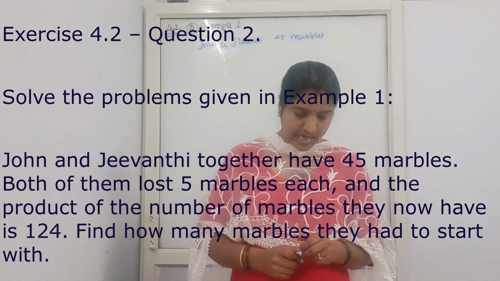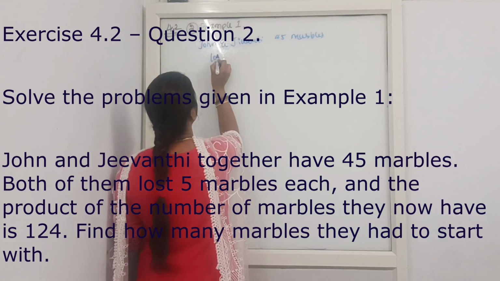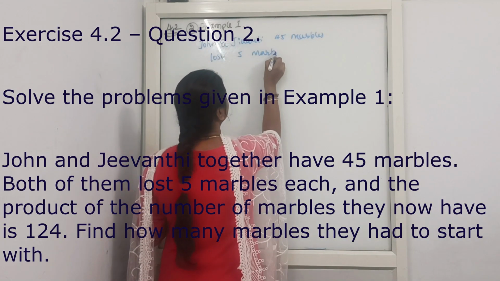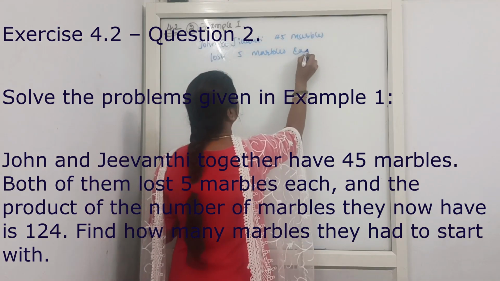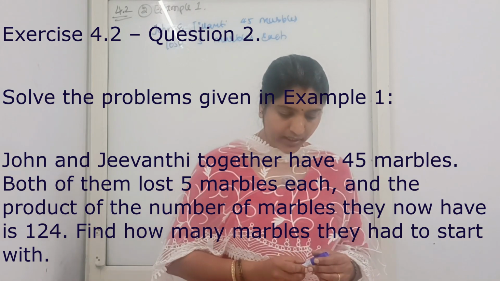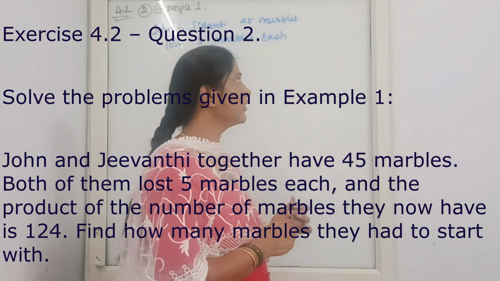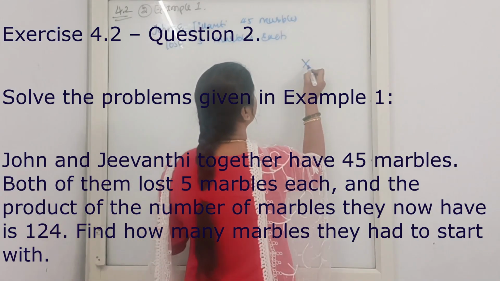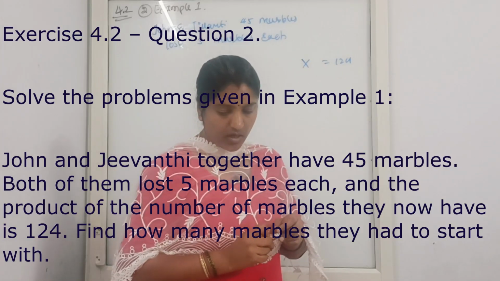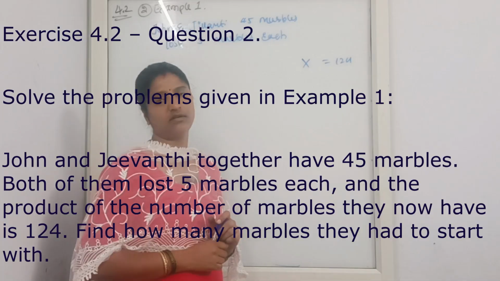Both of them lost 5 marbles each. Then the product of the number of marbles they have now is 124. Together, their product is 124, and we would like to find out how many marbles they have to start with.